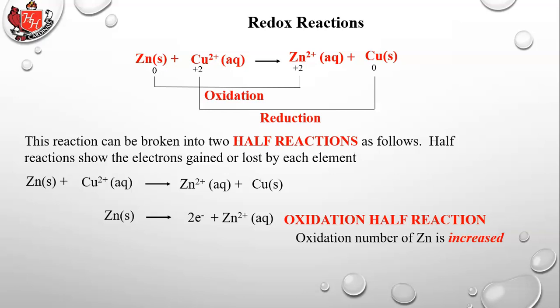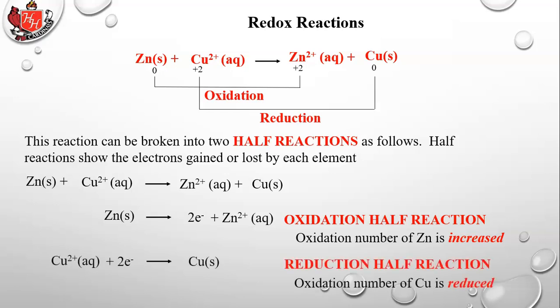Now we look at the half reaction involving copper. Copper starts off as a 2+ ion, and then it gains 2 electrons, so that over on the product side it becomes a normal copper atom, just Cu. That's the reduction half of the reaction. The oxidation number of copper was reduced from +2 down to 0.